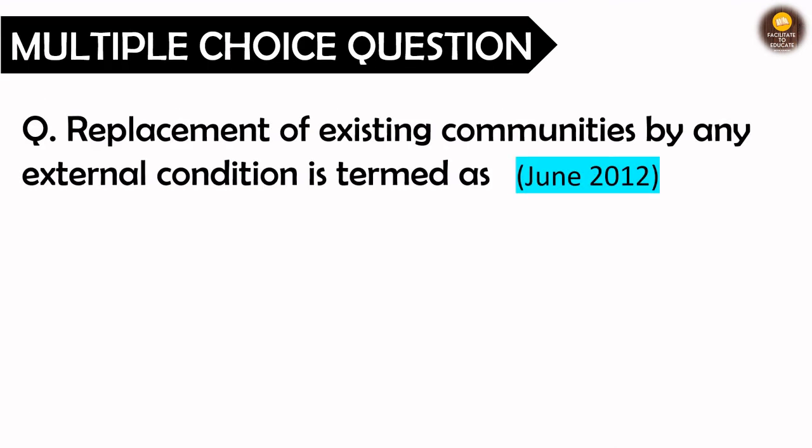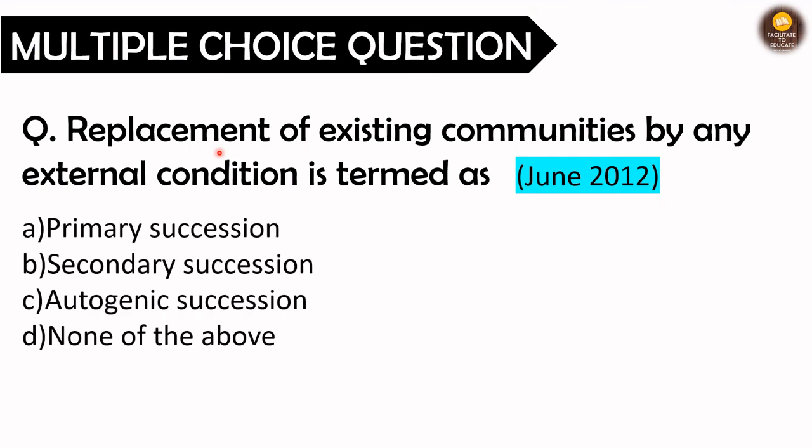Now the second question is, replacement of existing communities by any external condition is termed as. So this is a very tricky question because the language of the question is very different. Replacement of existing communities. So there is one place where the communities are already existing and there is a replacement of those by any external condition. There has been some external condition because of which the existing community has been replaced by some other communities. What is the term for that? So the options are primary succession, secondary succession, autogenic succession, or none of the above.